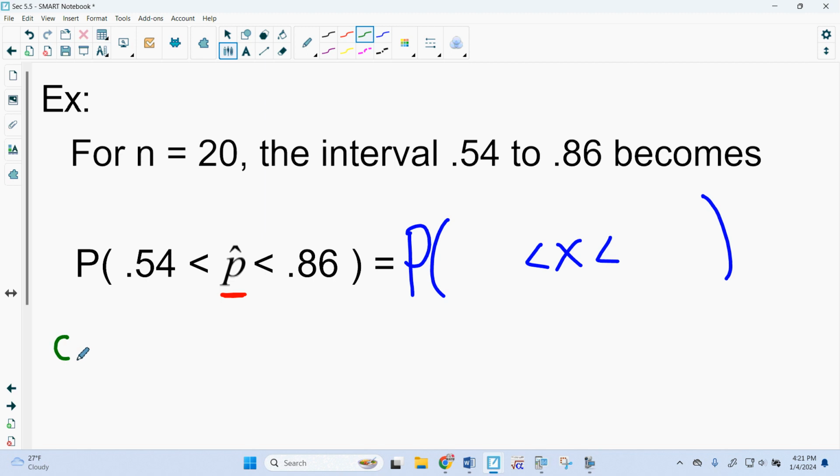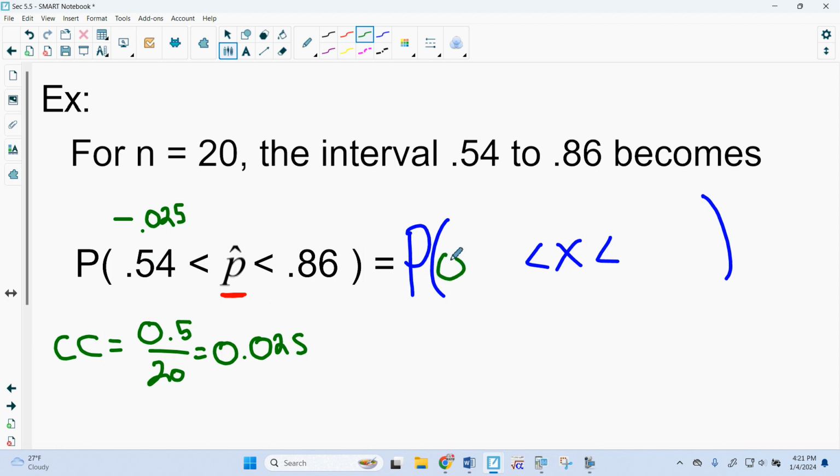So the first thing we have to do is find our continuity correction, which is 0.5 over 20, which is 0.025. And then we subtract that from our left endpoint, which would give us 0.515.